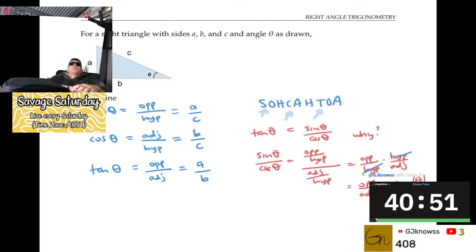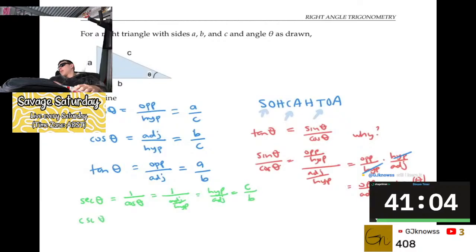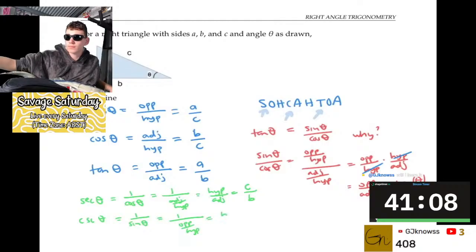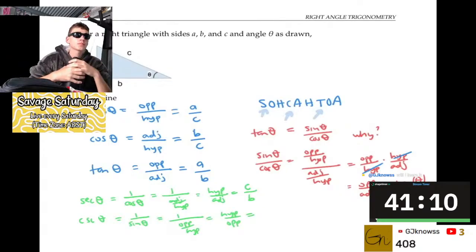There are 3 more trig functions that are defined in terms of sine, cosine, and tangent. First of all, there's secant of theta. By definition, that's 1 over cosine of theta. So it's going to be 1 over the adjacent over the hypotenuse, which is the hypotenuse over the adjacent, which in this triangle is c over b. Cosecant of theta is defined as 1 over sine theta. So that's 1 over the opposite over the hypotenuse, which is the hypotenuse over the opposite, and for this triangle, that's going to be c over a.